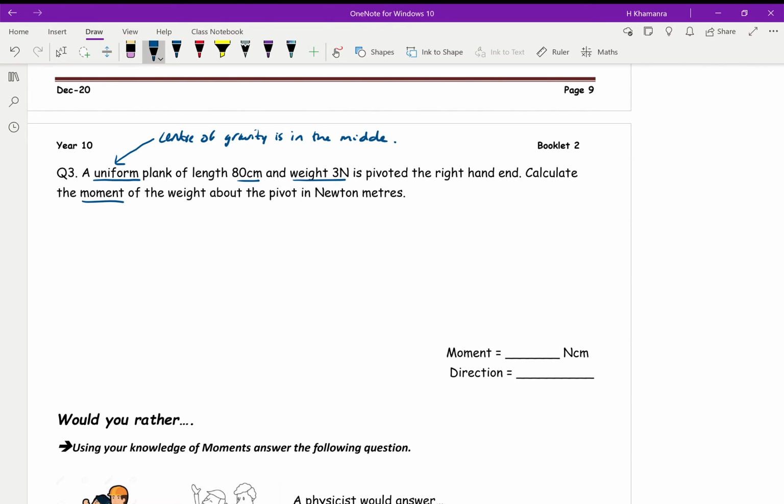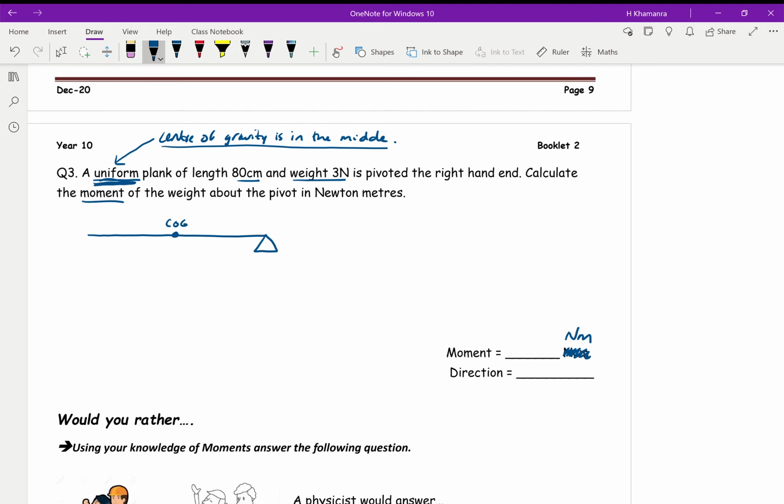Okay, and so I've been asked for Newton meters, so I just need to change this down here. Another mistake, sorry about that. So let's draw a diagram. I'm going to start off with my rod, and this rod is pivoted at the right hand end, so the pivot is here. And it says that the plank has a weight of 3 newtons. But where does that weight act? Well, if it's a uniform object, the center of gravity is in the middle, here.